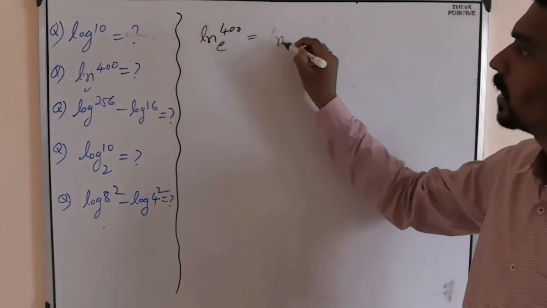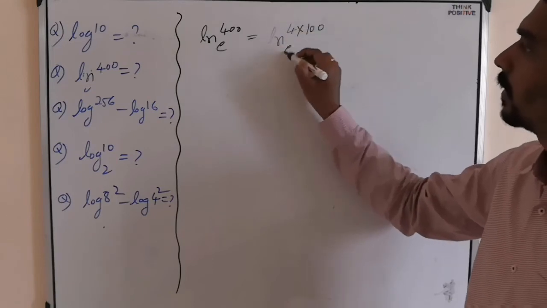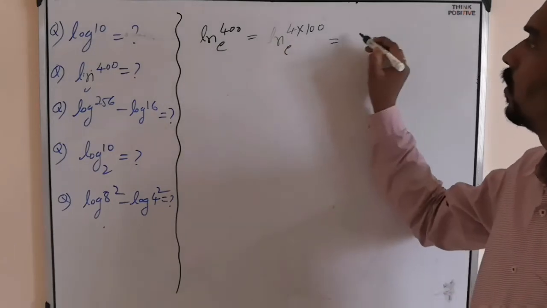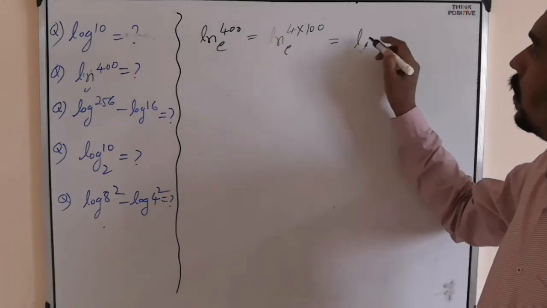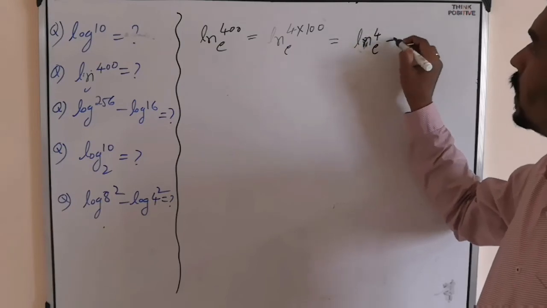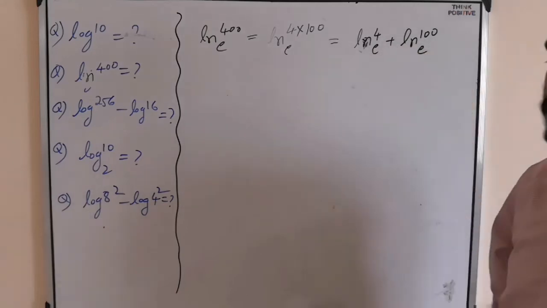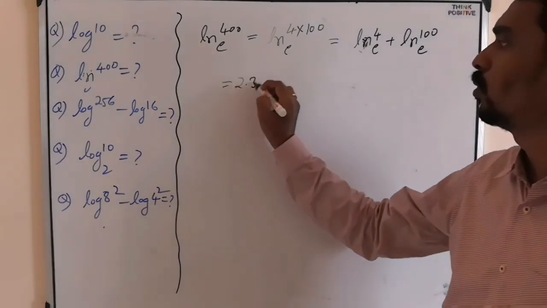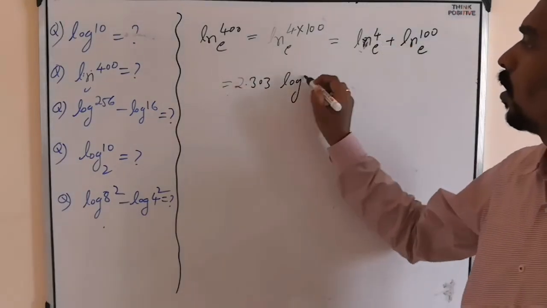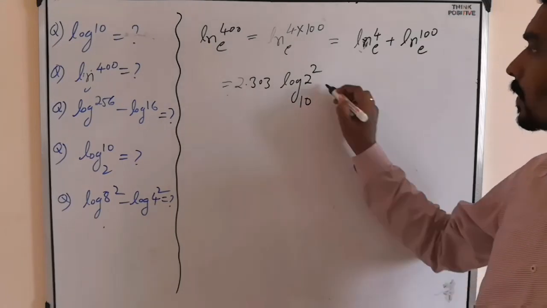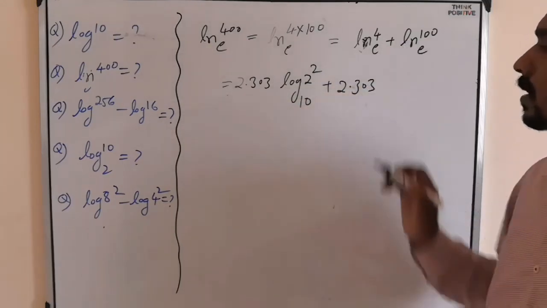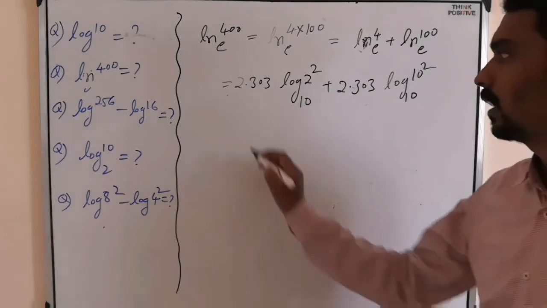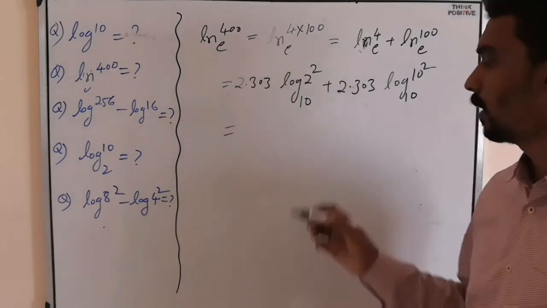Immediately here you should get the thought of 4 into 100, because 4 can be written as 2 square, and 100 can be written as 10 square. So it equals log 4 base e plus ln 100 base e. Now ln you can convert into log. So 2.303 log 4, which I can write as 2 square, base 10, plus in the same way 2.303 log 10 square base 10.